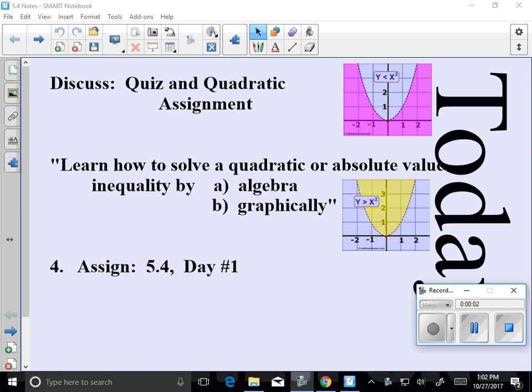Okay, y'all, here we are. 5.4, we're actually going to split 5.4 into 2 days. So today will be day 1, Monday we'll do day 2. Tuesday, I believe we do 5.5 day 1. Wednesday we'll review, and because Thursday is a late start, we're probably going to test Friday. Okay, so that's where we're at for right now.